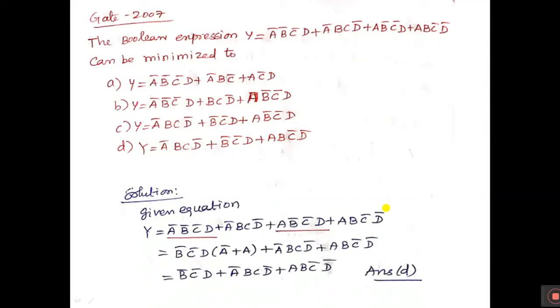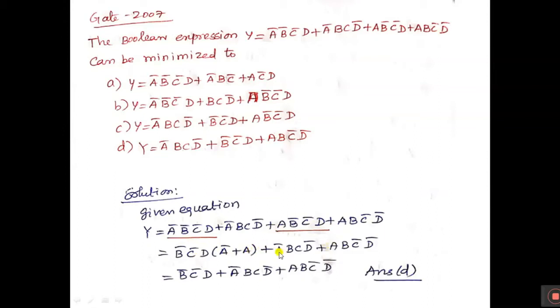So the given equation is y equals A bar B bar C bar D plus A bar B C D bar plus A B bar C bar D plus A B C bar D bar. If I take the common term from the first and third, the common term is B bar C bar D. I can take this as a common term. The remaining term is A bar plus A, and A bar plus A becomes 1.